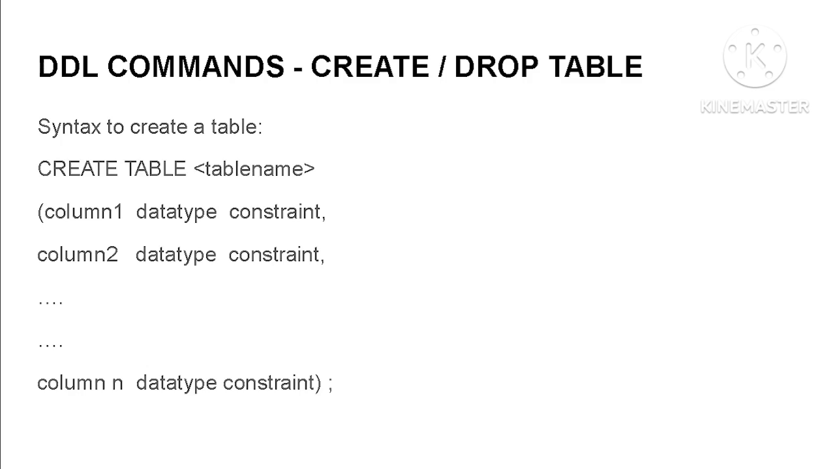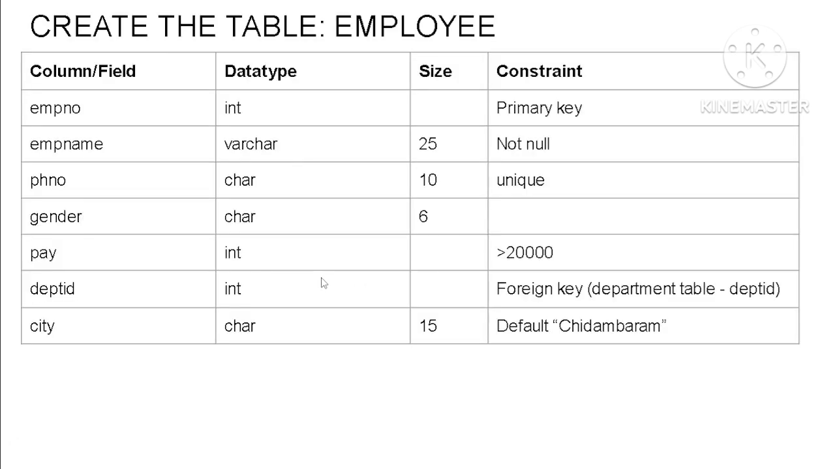See, what is the syntax of create table? Create table, table name. Then give an open bracket, specify the attribute, that is column 1, what data type. If at all any constraint is there, give it, otherwise just give a comma. Column 2, data type, constraint. Column 3, data type, constraint. It goes on like this. I'll show you how to do it now.